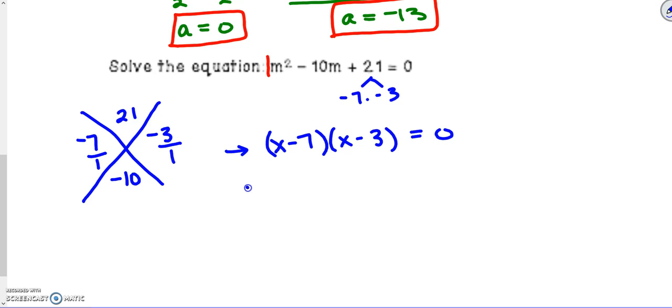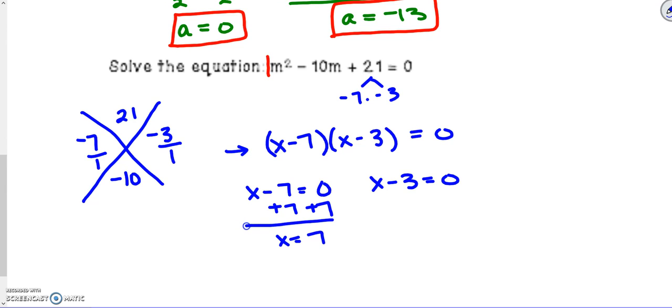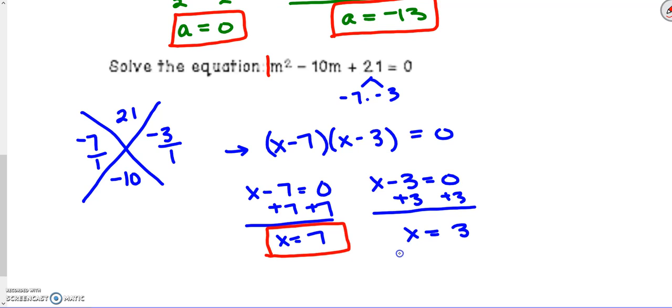Now we set both of these expressions equal to 0. And for this one, we're going to add 7 to both sides. And for this one, we're going to add 3 to both sides. And there we have it. So our two solutions are x equals 7 and x equals 3.